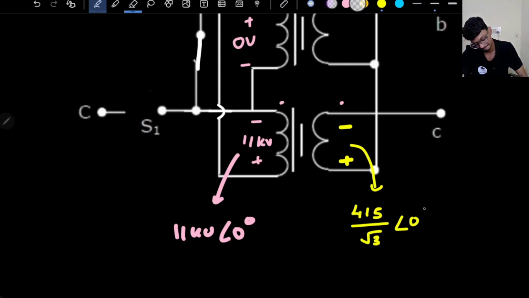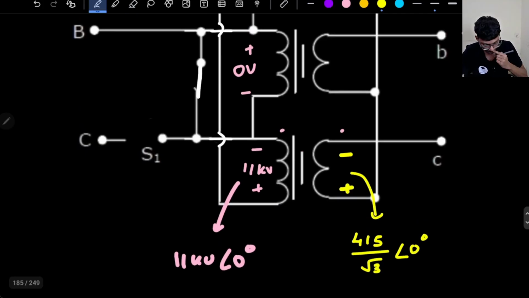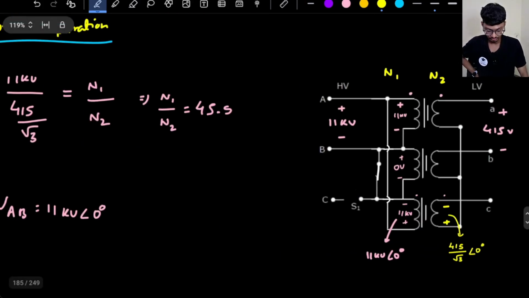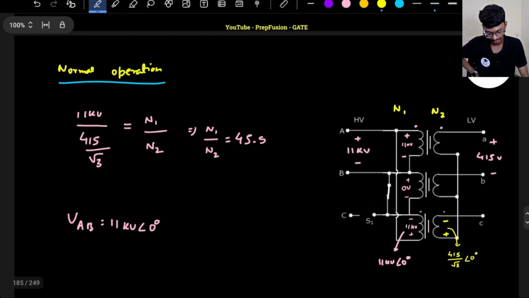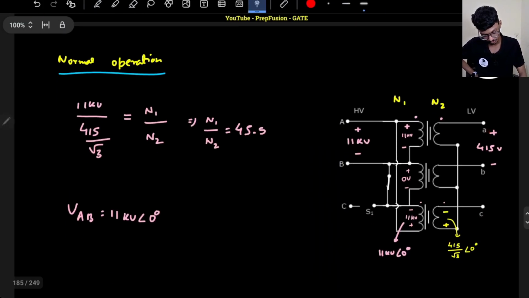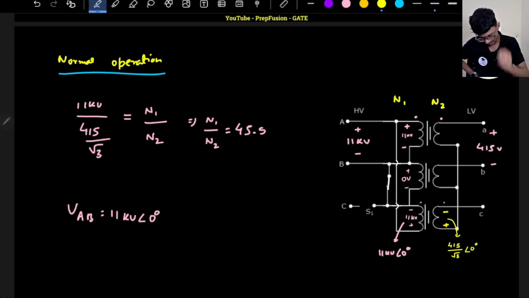Okay, so from here I can directly write what the values will be. They are asking me to find the voltage between the points A and C. So let me apply KVL.